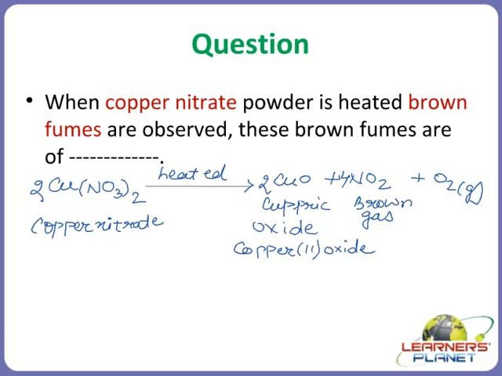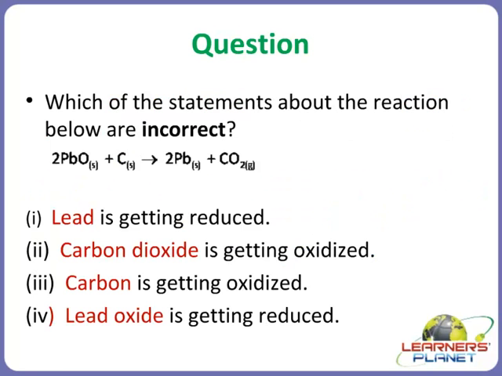So this was our question. Let's take up our next question over here. Which of the statements about the reaction below are incorrect? PbO. What is PbO, students? PbO is lead oxide. C, all of you must be knowing, it is carbon. It is again lead, and CO2 is carbon dioxide.